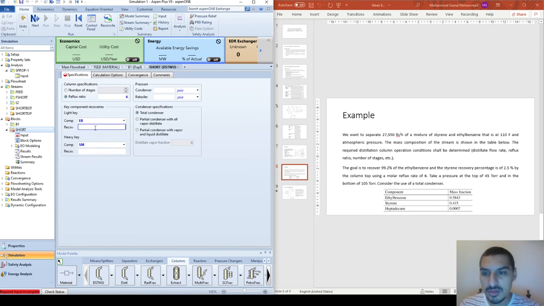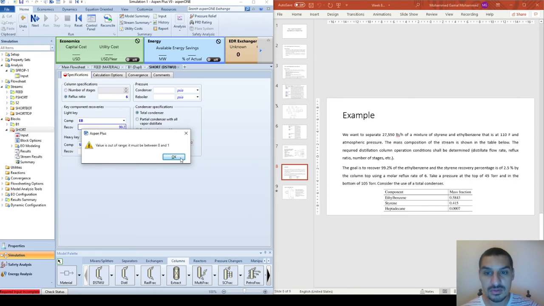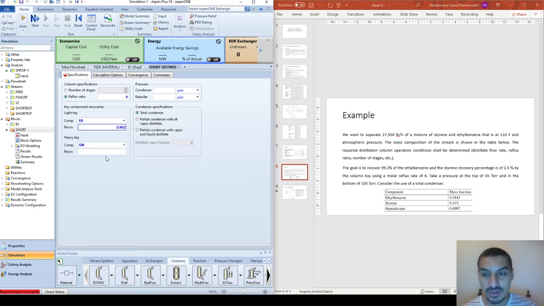So by just putting the mouse here, the hint says it's the recovery of light key component in the distillate. And the number has to be from 0 to 1, so it's a fraction from 0 to 1, or a decimal number. So it's going to be 0.992. If you put 99.2, it's going to generate a mistake. It's going to tell you it should be from 0 to 1, so I have to make sure that it is in this format.